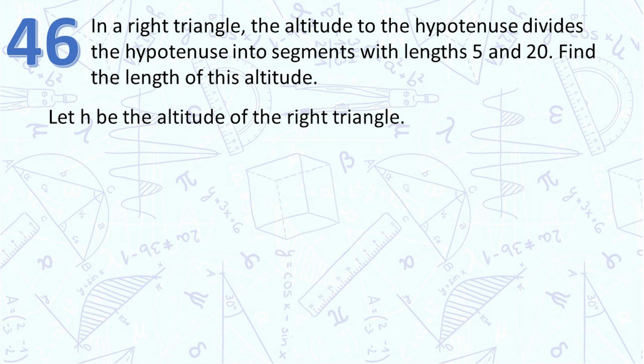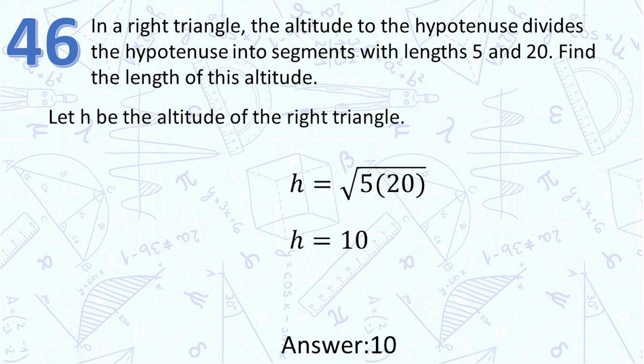Let h be the altitude of the right triangle. h is the geometric mean between the segments of the hypotenuse, 5 and 20. h is equal to the square root of 5 times 20. Then h is equal to the square root of 100. The altitude therefore is equal to 10 units.